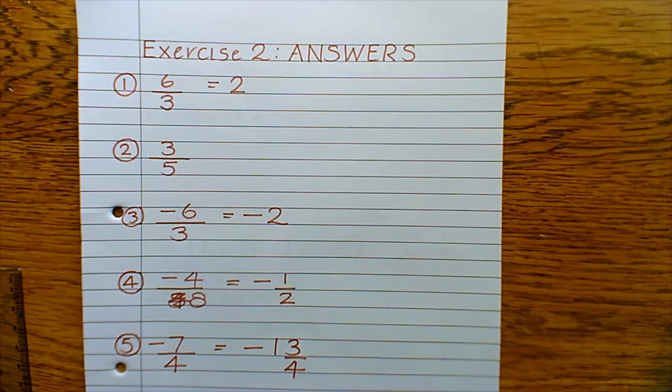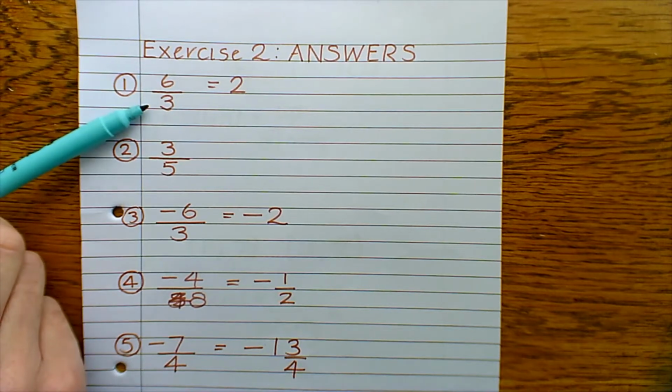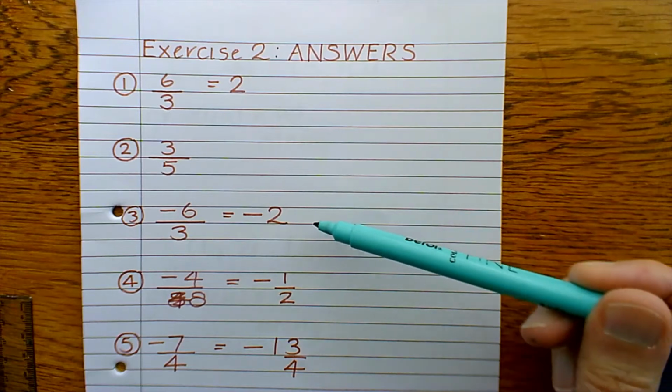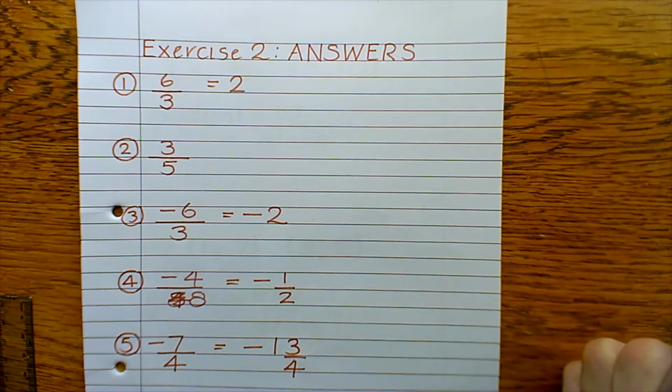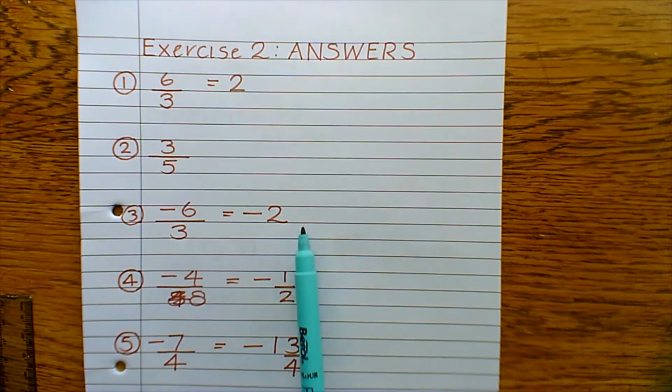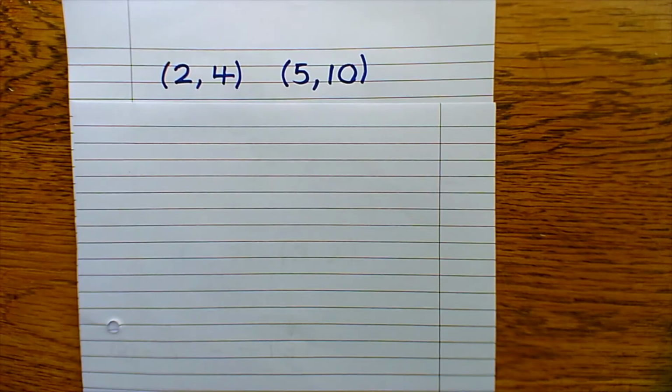Now, I think these are the answers you should have got. The first one was 6 up and 3 along, so the gradient was 2. The next one, it was just 3/5. And then the last 3, they were all going downhill, so the up number was negative, giving you 3 negative gradients.